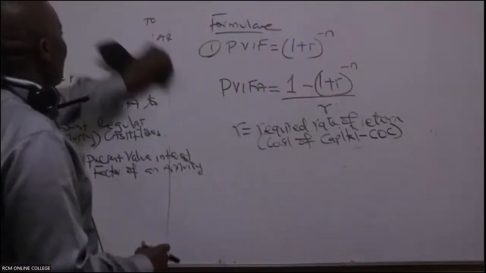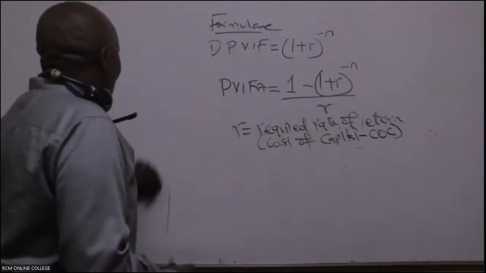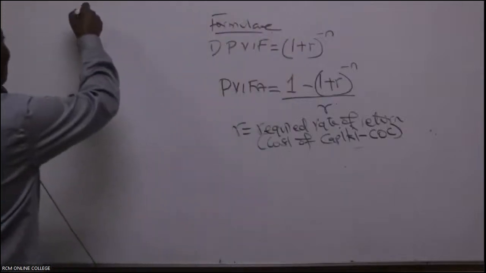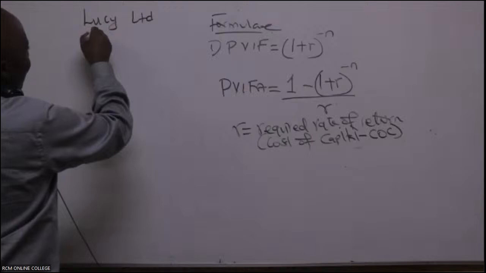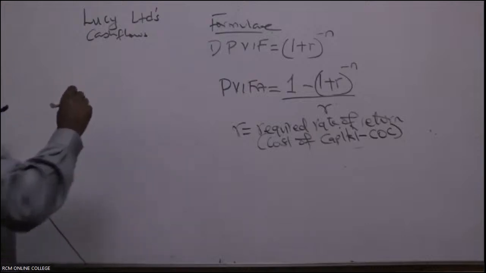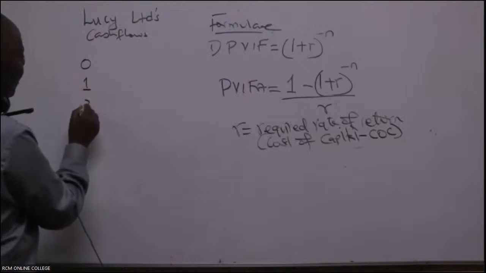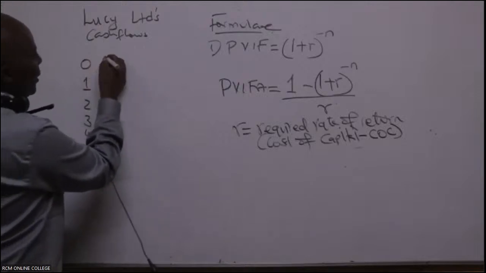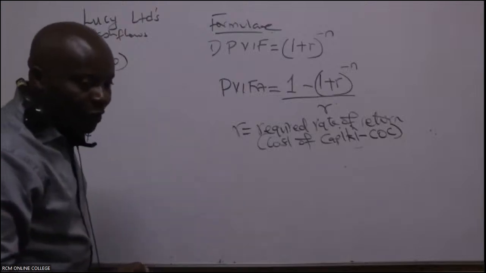Now we go to illustrations right away. I would want us to look at this situation where we have Lucy Limited, the cash flows of Lucy Limited. We have year 0, year 1, year 2, year 3, year 4. Year 0, of course, the company is investing, so year 0 we have 50.